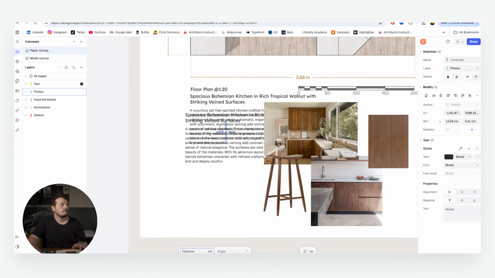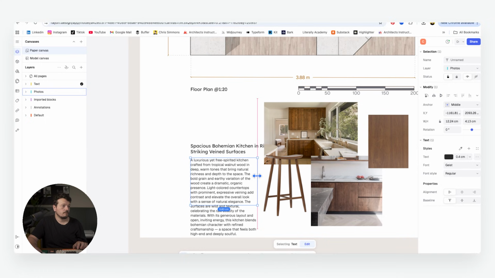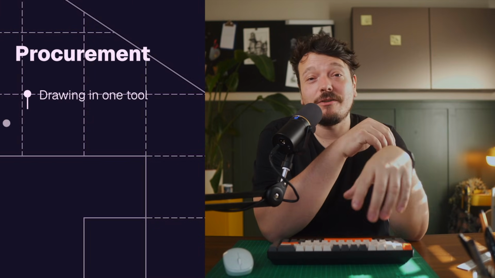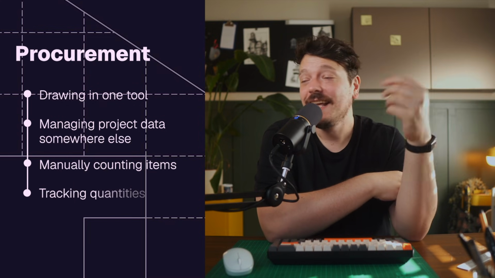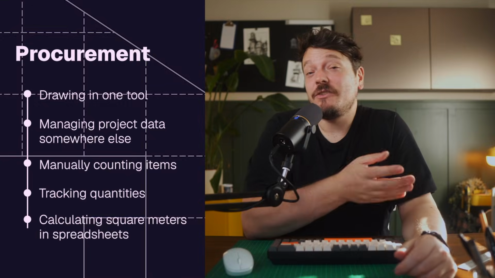So far we've seen how Rayon lets you go all the way from drafting to presentation in one tool, but there is another huge part of the design process that usually lives outside of your main workflow: procurement. Once again, you're drawing in one tool, then manage the project somewhere else, manually counting items, tracking quantities, and calculating square meters in spreadsheets. It's disconnected and time consuming, so why not have your software do that work for you? In Rayon, that entire process happens live inside your design.